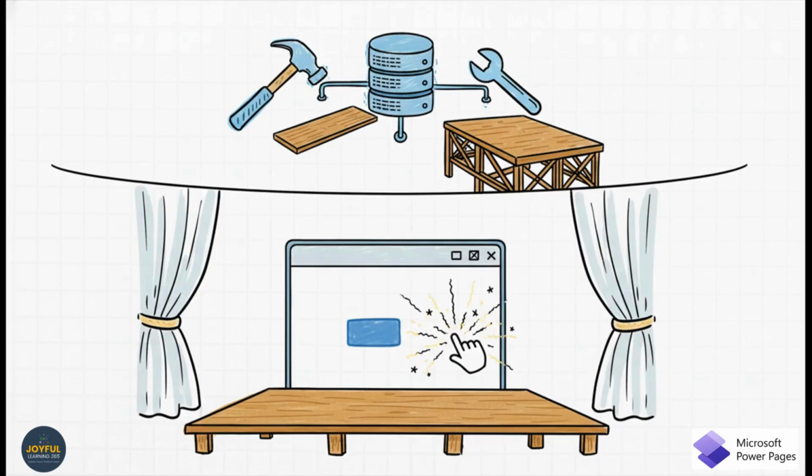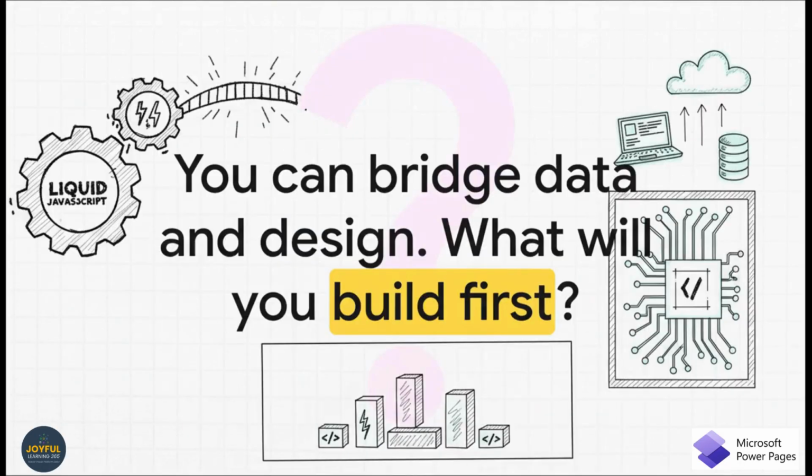Liquid is the backstage crew. It securely builds the stage, it sets up the props, it prepares everything behind the scenes. And JavaScript? JavaScript is the star actor who comes out and performs on that stage, interacting with the audience in real time. See? You absolutely need both to put on an amazing show. By understanding how Liquid handles all the secure server-side setup and how JavaScript handles the interactive client-side performance, you now have the complete tool set. You can build some seriously powerful and secure Power Pages. So the only question left is, what are you going to build first?